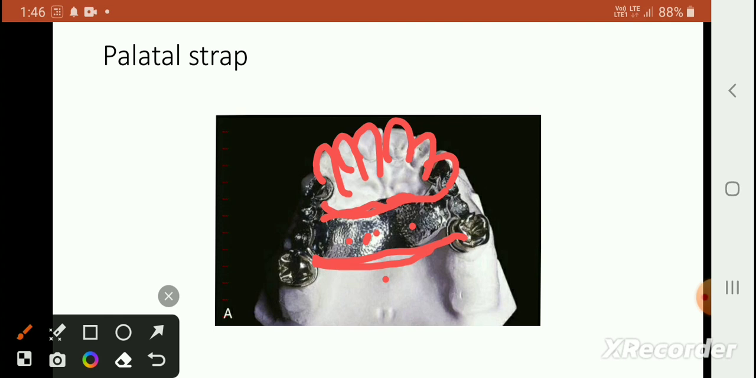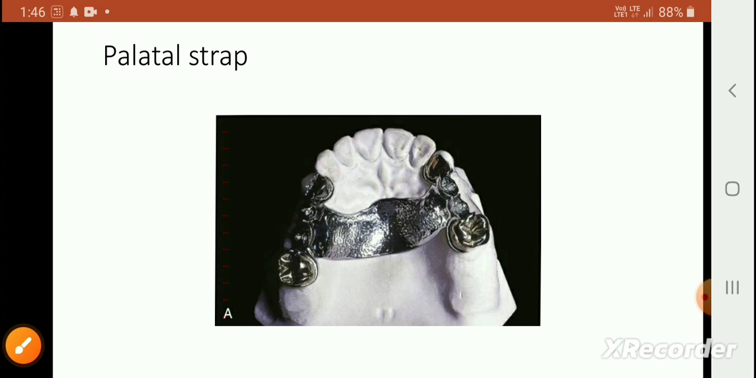It is indicated in short span where only 1 or 2 teeth are to be replaced, and tooth supported edentulous area where natural teeth are present. Only in these two cases do we consider palatal strap as a maxillary major connector.